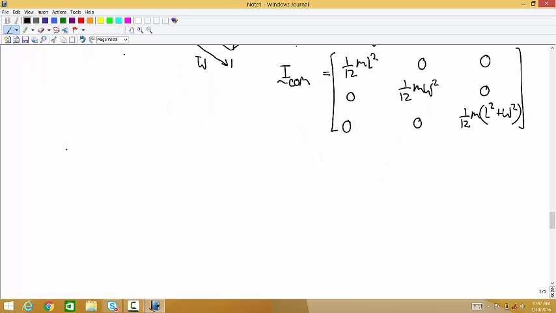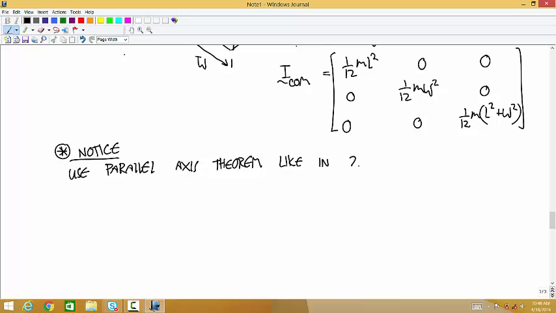Okay, and this is the last thing I'm going to say before my computer closes. Notice you just use the parallel axis theorem just like you did before, element by element. So you use the parallel axis theorem like in 2D, element by element.